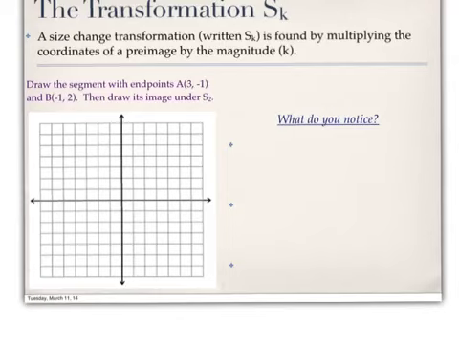Okay, so the example we're going to do here, it says draw the segment with these endpoints, 3, -1, and -1, 2. Then draw the image under S2. So let's start by just drawing the segment. So 3, -1. I'm going to go 3 to the right and 1 down. It's here. And that's point A. And then point B is at -1, 2. So up here.